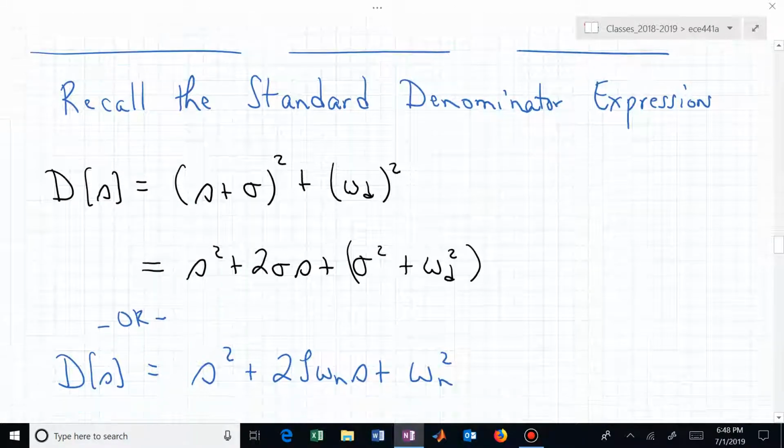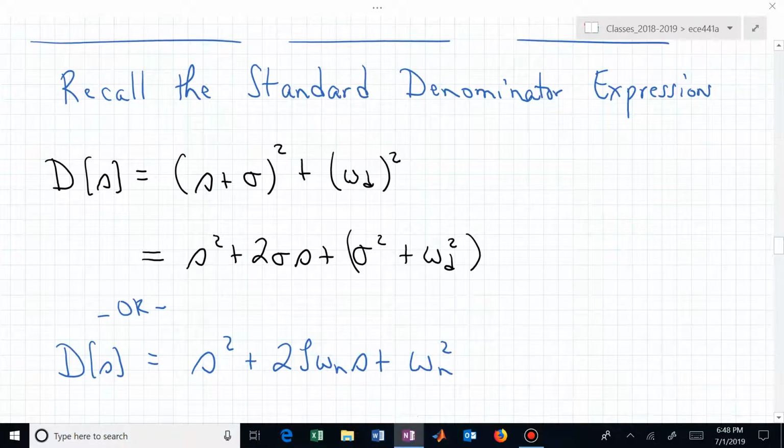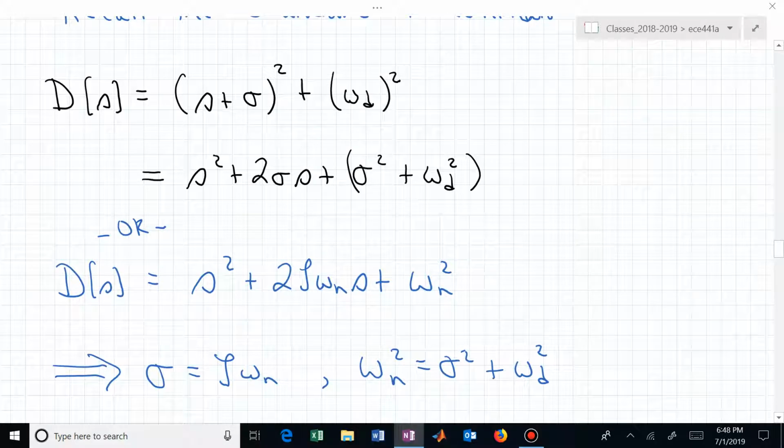Let's now recall the standard denominator expressions. We could either write it in rectangular form where we have minus sigma plus and minus j omega sub d, and that gives rise to this second order expression s squared plus 2 sigma s plus the quantity sigma squared plus omega sub d squared. Or you may have seen this in other courses or in this course, writing it in terms of our damping ratio zeta. Remember where zeta comes from.